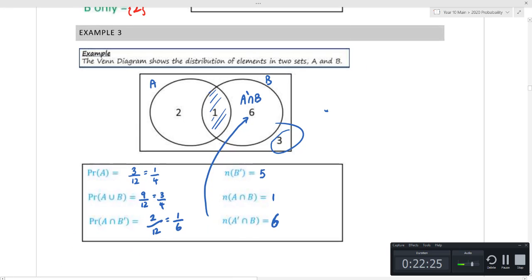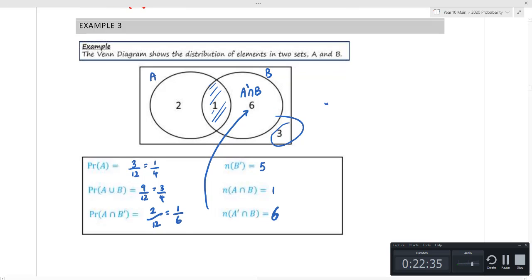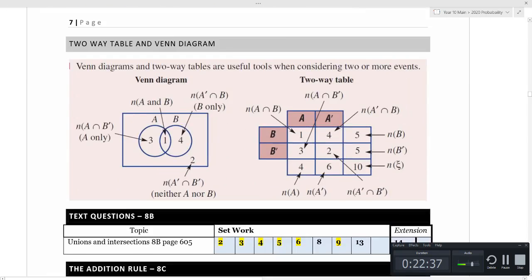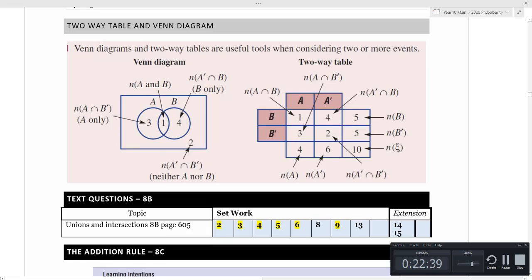Okay, now that's done. Unions and intersections. We can do 2-way tables. We can do Venn diagrams. Venn diagrams and 2-way tables are exactly the same thing. So therefore, this is really important. I believe that you really should copy that down or at least cut it up and go into your books. Okay? That is what we've been through today.